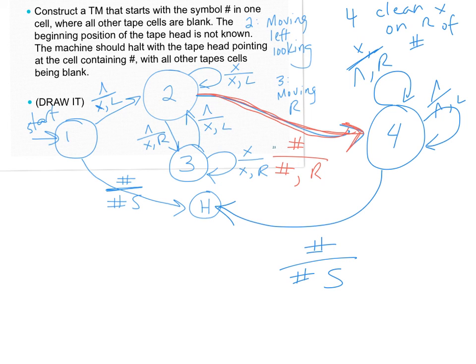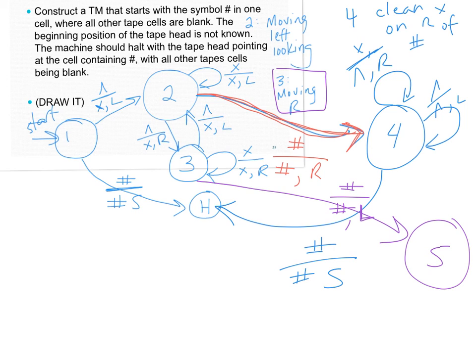Now, of course, there's another possibility when I find the pound sign, which is I found it in state 3, right? Let's change to purple. And if I was in state 3 when I found the pound sign, then I'm going to do the same kind of thing. Pound sign, replace it with a pound sign. And this time, if I'm in state 3, remember state 3 was I was moving to the right searching. So the pound sign is on the right of my x's, so I need to go left. And then state 5 is going to be the opposite of state 4. As long as I see an x, I'm going to replace it with a lambda and go to the left.